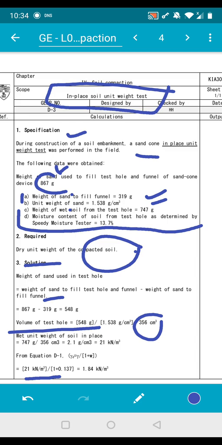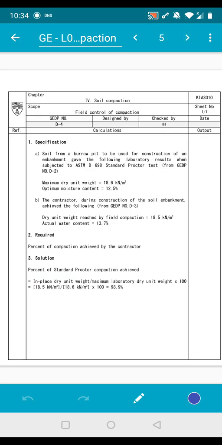It's in percent. Oh, speedy moisture meter. Okay, your moisture content from the soil. So in the end, you can calculate your dry unit weight of compacted soil as 1.84 kilonewton per meter cube. It's pretty easy. Let's look at problem number 4.